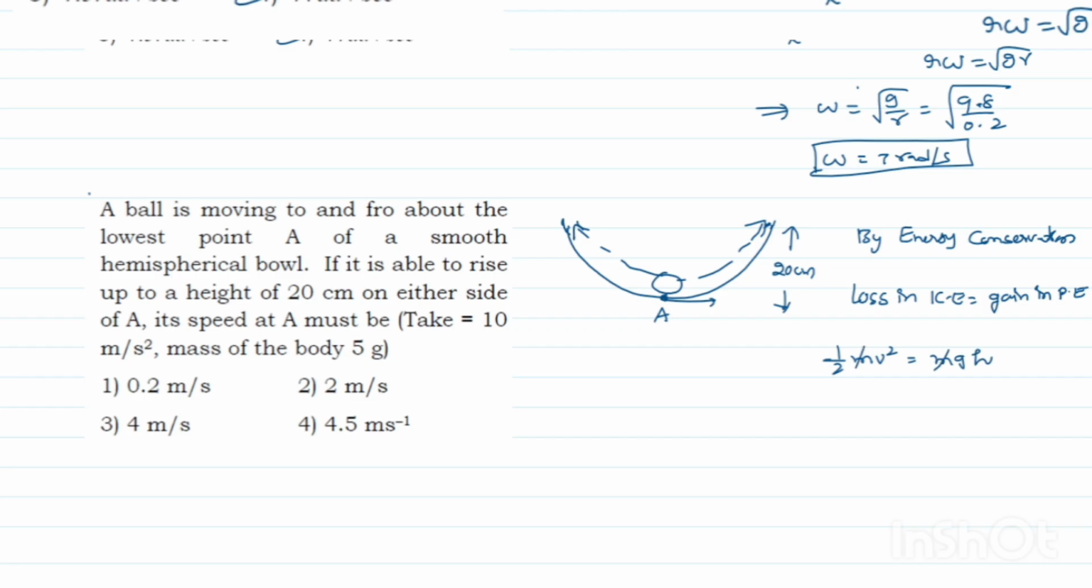So m gets cancelled. Here we get v square equal to 2gh, and v equals the square root of 2gh. They are asking, if it is able to rise up to 20 centimeter on either side, its speed at the point A. So here at the point A, 2 into g value, you can take 10, and it rises to 20 centimeter height, so take 0.2 meter. 0.2 into 10 is 2, 2 twos are 4, square root of 4. So at the point A you will have 2 meter per second.